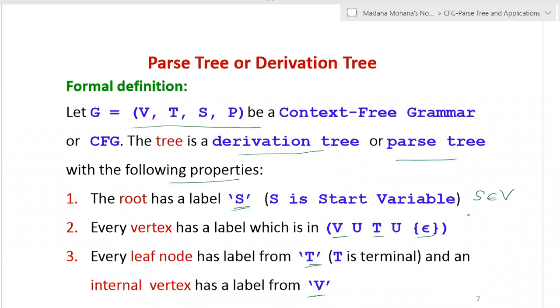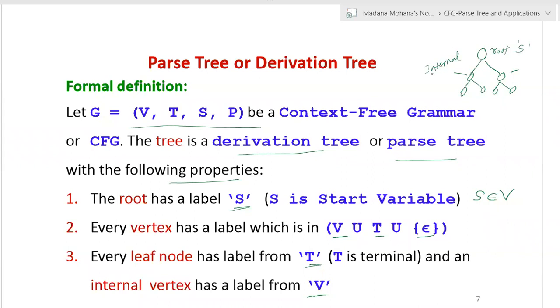Now, for example, you can take any tree which looks like this. This is called the root. This root is labeled by the start variable. Suppose here you take some more levels. Now this we call a vertex, that is called an internal node.